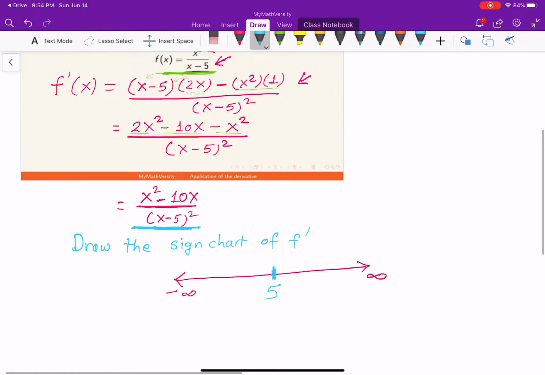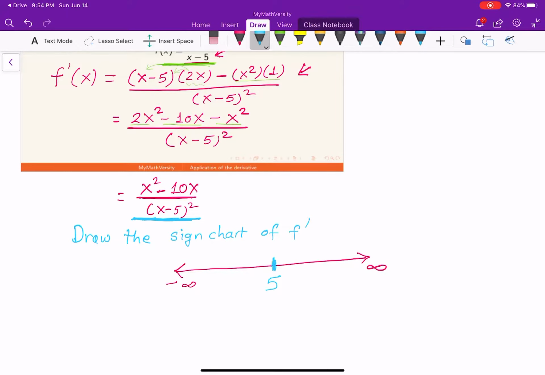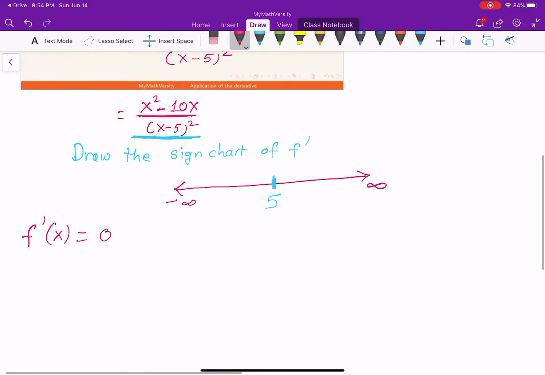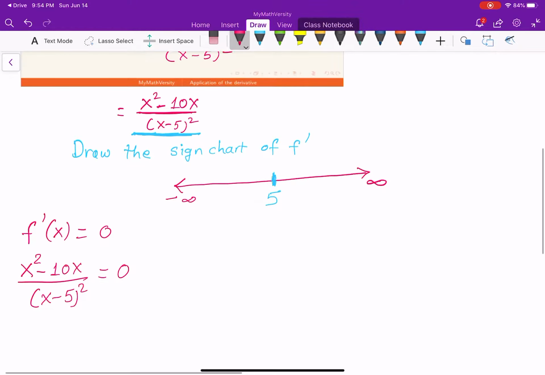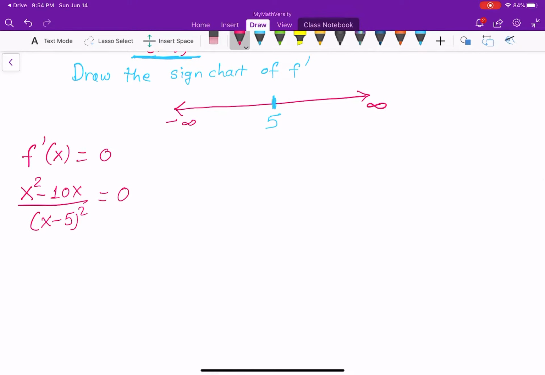Okay, that's nice, but there are still some more partition numbers that might be useful here. The other number is where the derivative is 0. So let's take the derivative that we computed earlier and set it equal to 0. We have x square minus 10x divided by square of x minus 5, set equal to 0. What do we get here? We're going to solve for x, but in this case we get a rational equation, right? How do you solve a rational equation? We need to multiply by the lowest common denominator on both sides.